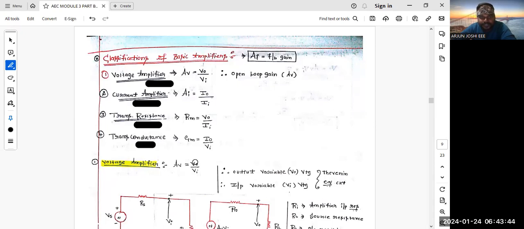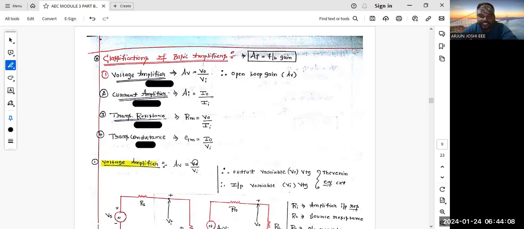Good, now let's move on to another topic in the feedback amplifier, Module 3 Part B, in Analog Electronic Circuits, BEE 303. The topic today is classification of basic amplifiers. In the classification of basic amplifiers, we have four types.